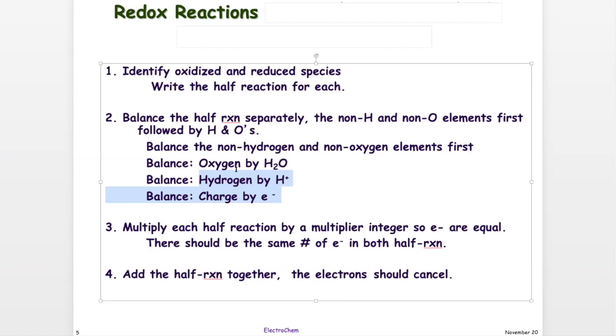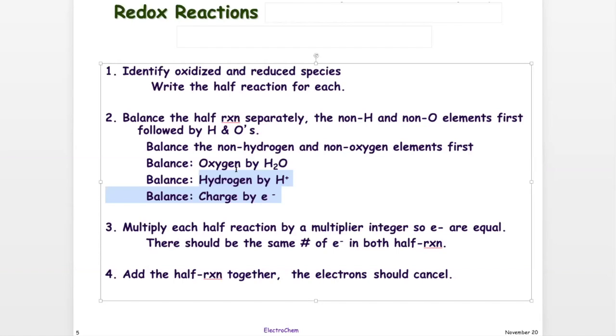Nevertheless, they should be on opposite sides. If they're on the same side, you made a mistake somewhere. Go back and check your work. They have to be on opposite sides. Now that they are, you need to look at the number of electrons that you have. If they're the same, good. You just add the two half reactions. If they are different, then you look for a common number.